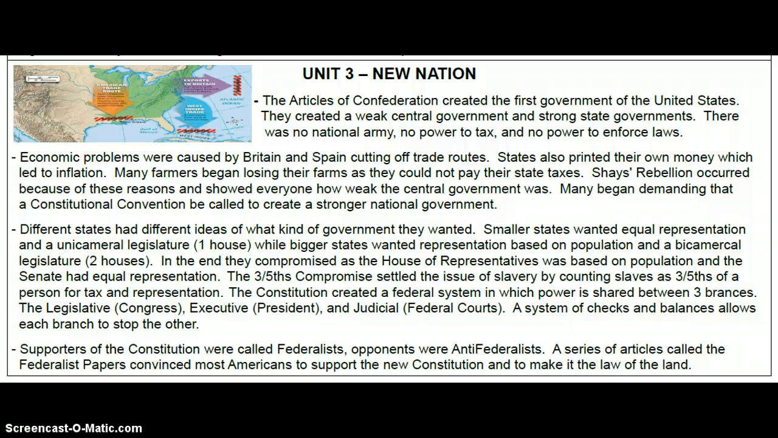Supporters of the Constitution were called Federalists. Opponents were Anti-Federalists. A series of articles called the Federalist Papers convinced most Americans to support the new Constitution and to make it the law of the land.